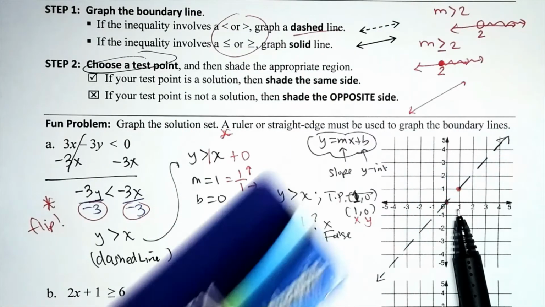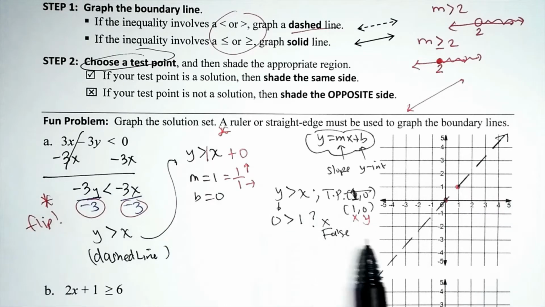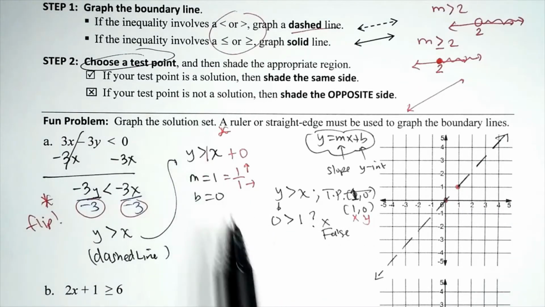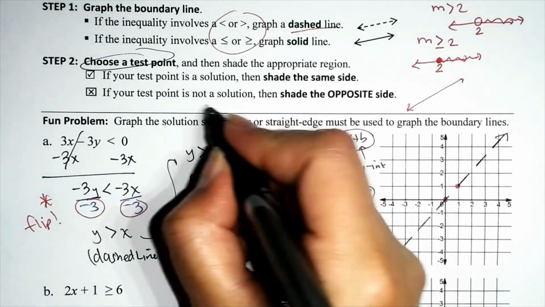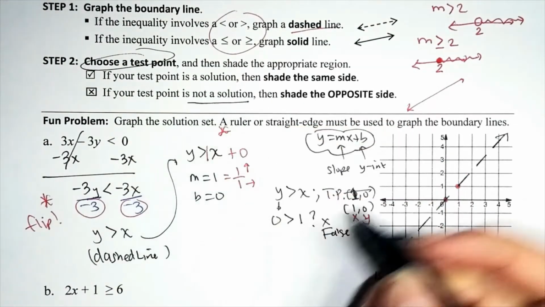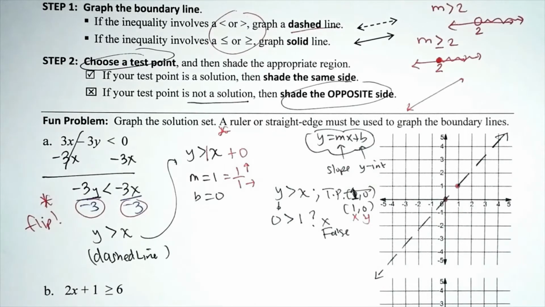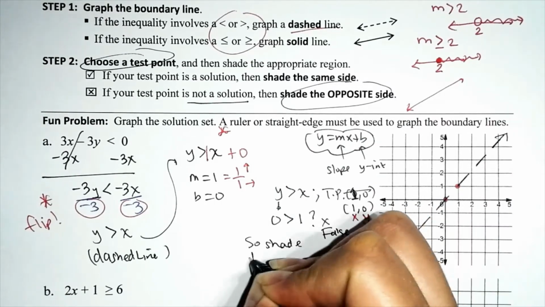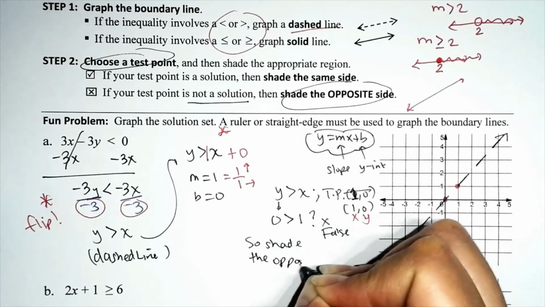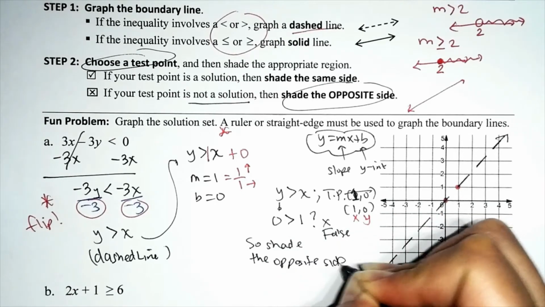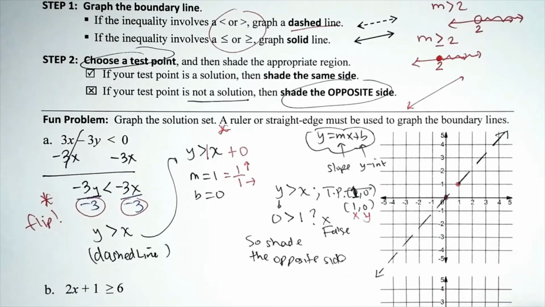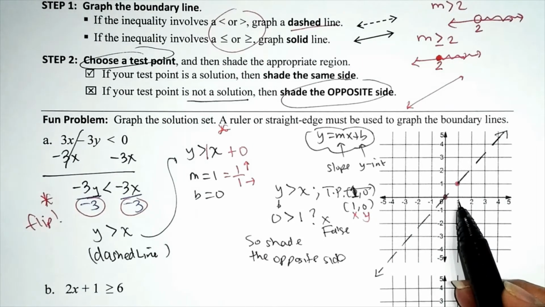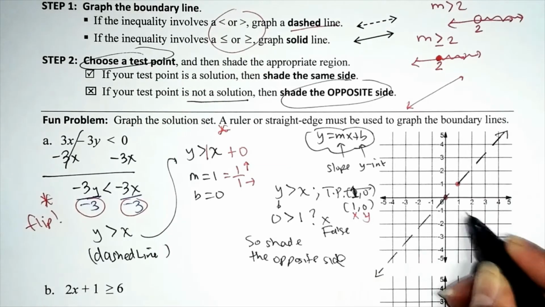Looking at the notes, it says pick a test point, check it out. Oh, I deleted it. Okay, if you get a false statement, then the test point is not a solution, and we shade the opposite side. So I'm just gonna put false. So shade the opposite side. When I say opposite side, I want you to shade the side that's on the other side of the boundary line. Okay, so our test point is here. It's not a solution, so we shade the opposite side, which is over here.